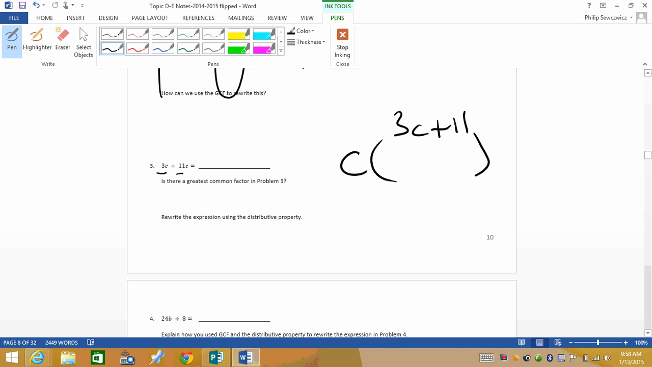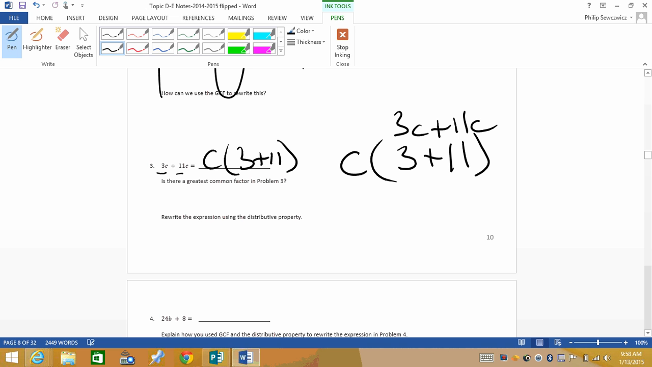C times what is 3C? Well, that's 3. C times 3 is, and I know we write it out differently, but if we ask what is C times 3, we do write it out as 3C. And then plus, and then C times, oops, that should be 11C up there. C times what is 11C? Well, C times 11 is 11C. So there we've done our factoring.